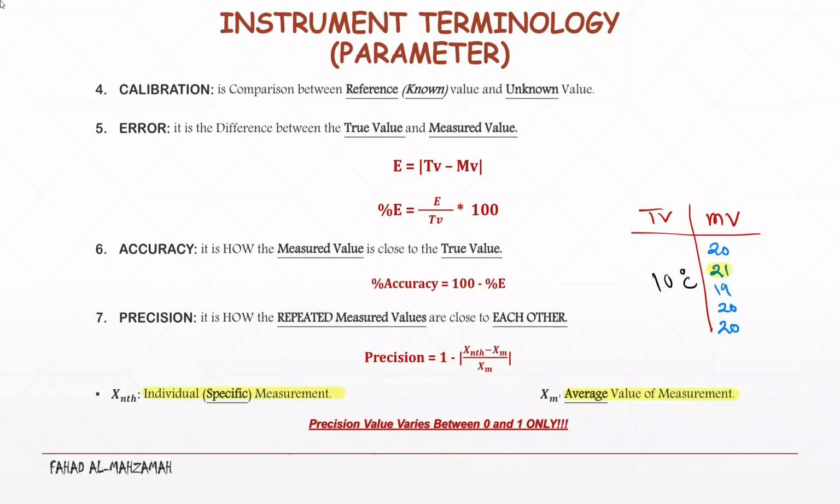Now, what is Xm? Xm is the average of all of these measurements. And we know how to calculate the average: you add them and divide by the number of them. For example, the average of these values is found by adding 20 plus 21 plus 19 plus 20 plus 20. How many measurements do we have? We have 1, 2, 3, 4, 5. So divided by 5. This is the mean value, or how to calculate the average.